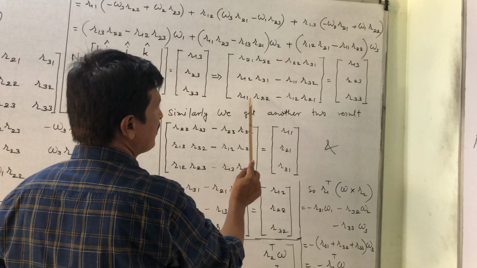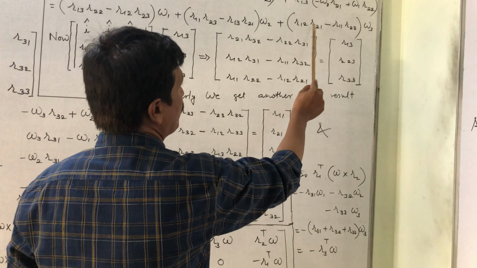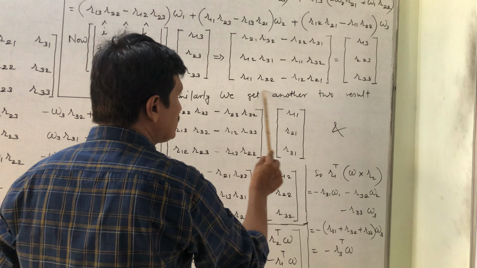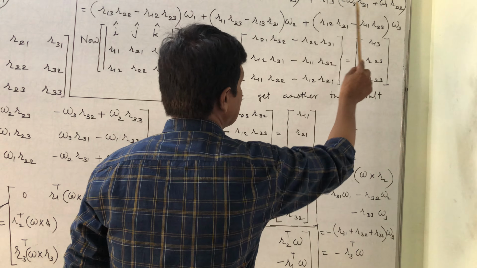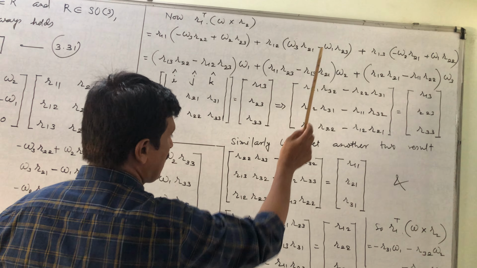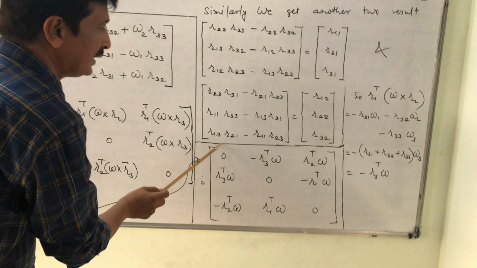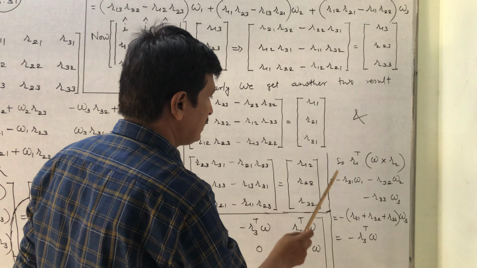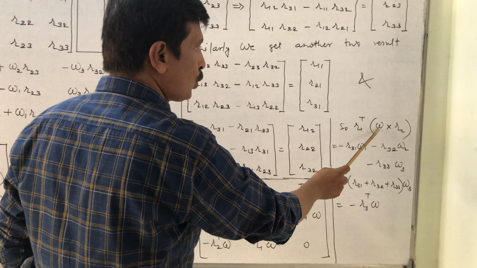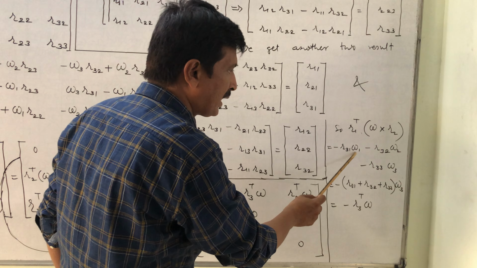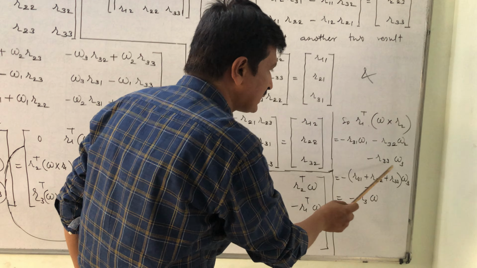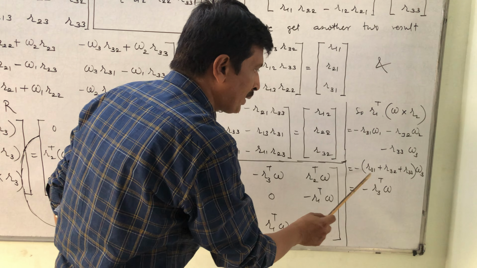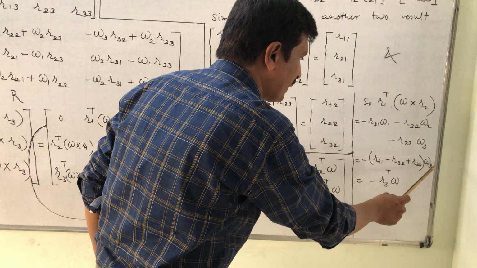See here, R11 R22 minus R12 R21. They are opposite from this. So this one is replaced by minus R33, this one is replaced by minus R32, and this one is replaced by minus R31. So R1 transpose into omega cross R2 is minus R31 omega 1, minus R32 omega 2, minus R33 omega 3, taking minus common: R31 omega 1 plus R32 omega 2 plus R33 omega 3.